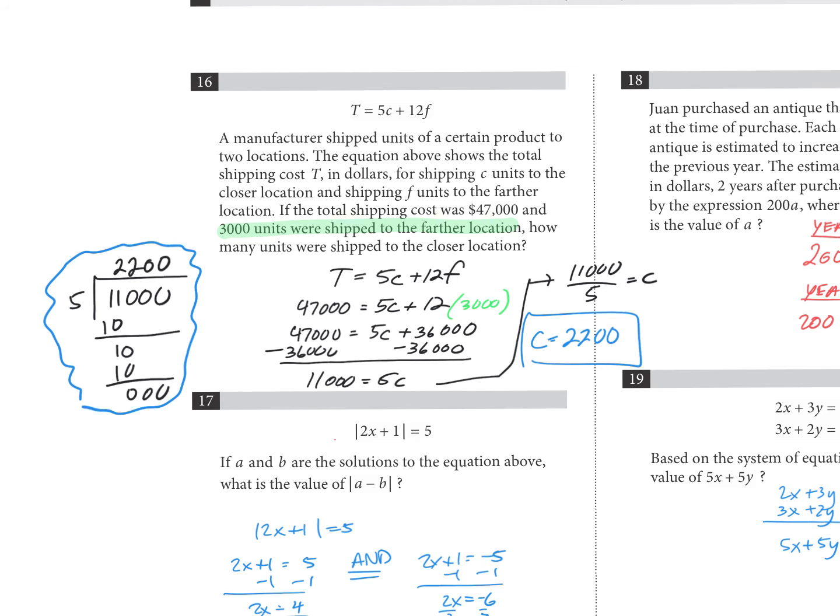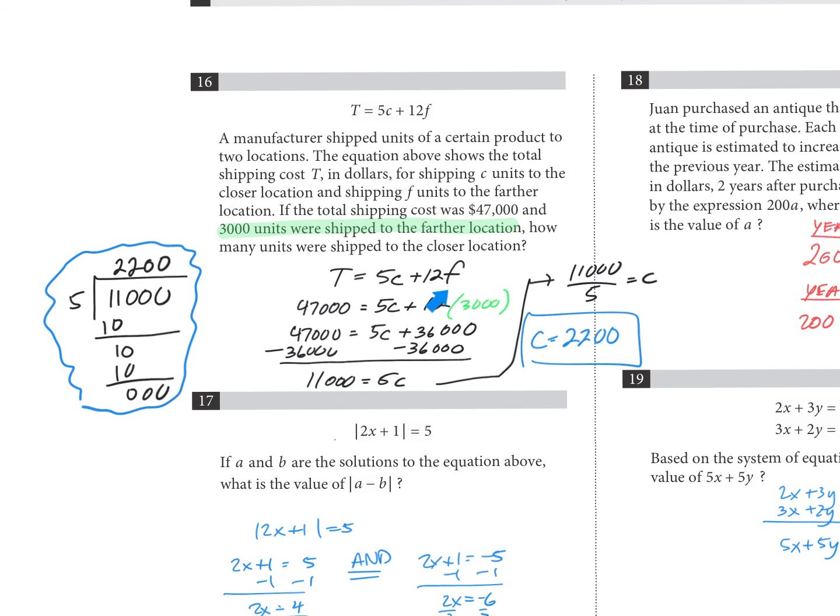The equation above shows the total shipping cost in dollars for shipping C units to the closer location and F units to the farther location. If the total shipping cost was $47,000 and 3,000 units were shipped to the farther location, how many units were shipped to the closer location? So this is a solve for C problem. It's kind of tricky again.